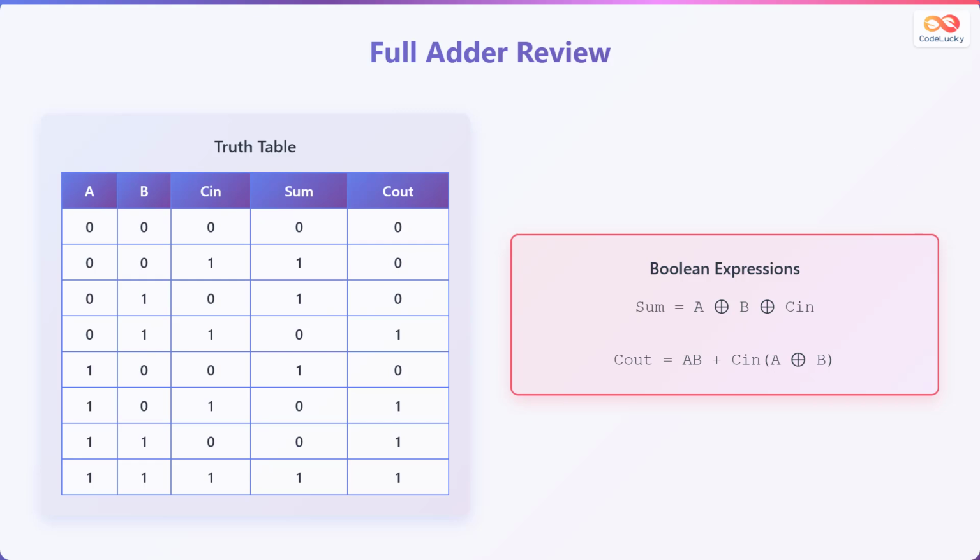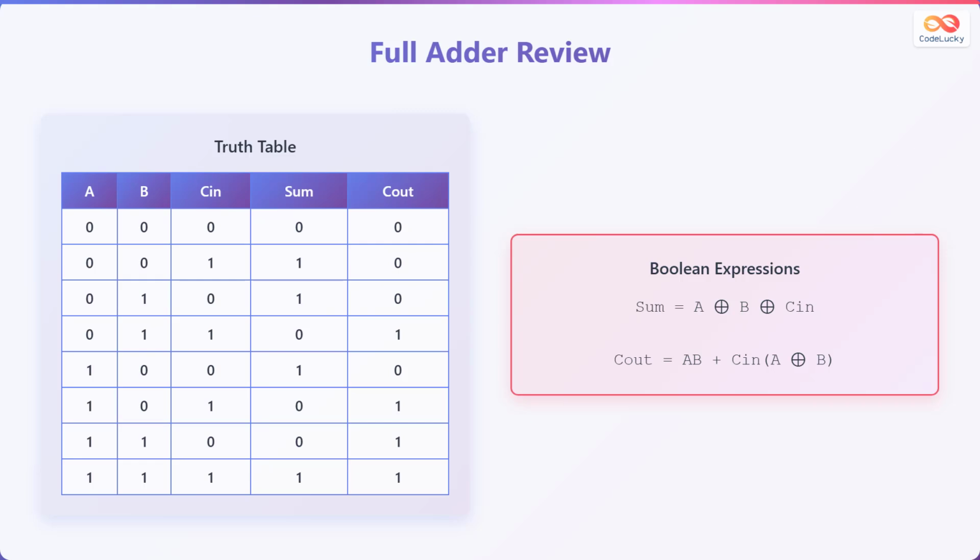When the inputs are 1, 0, and 0, the sum is 1 and the carry out is 0. For 1, 0, and 1, the sum is 0 and the carry out is 1. For inputs 1, 1, and 0, the sum is 0 and the carry out is 1. And finally, for inputs 1, 1, and 1, the sum and carry out are both 1.